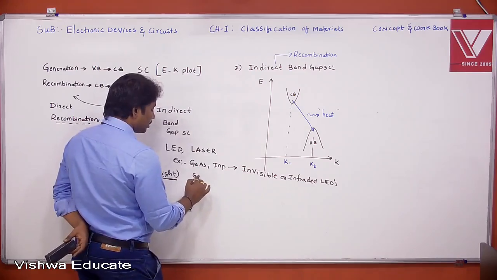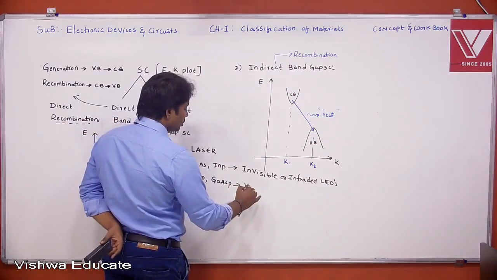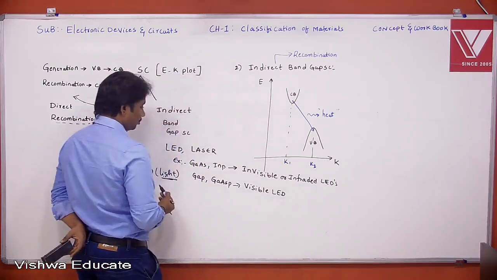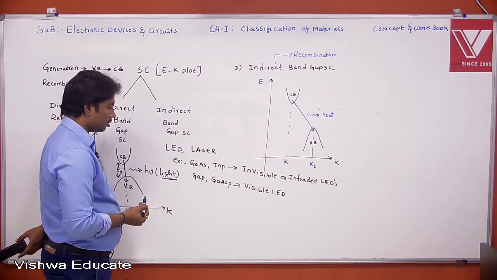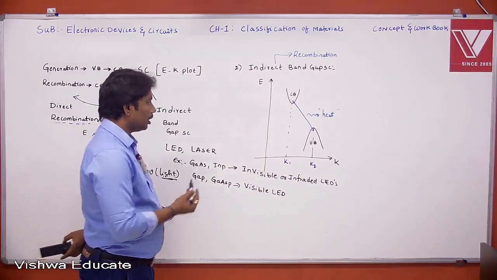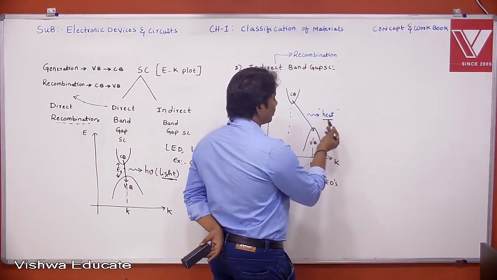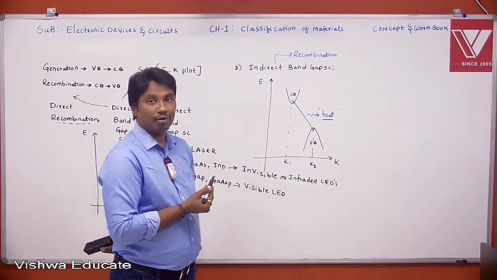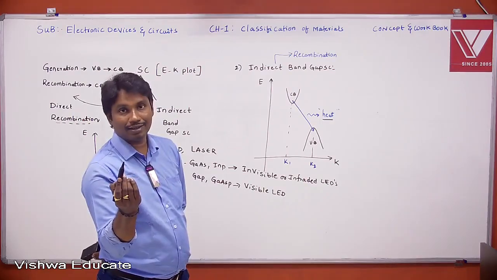Next, gallium arsenide and phosphide. These are used actually manufacturing of visible LEDs. This is about direct band gap semiconductor. Coming to indirect band gap semiconductor actually, in case of indirect band gap semiconductor, what is the released energy actually? Heat. That's why it is used to manufacturing of electronic devices like diode, transistor, SCR, etc.